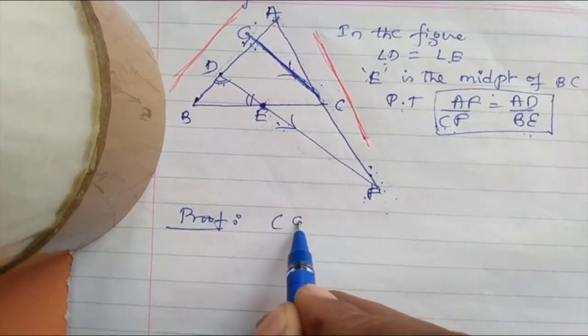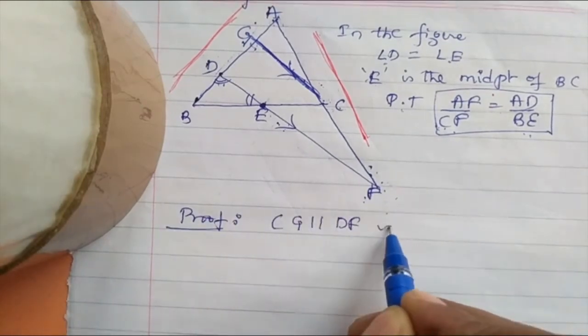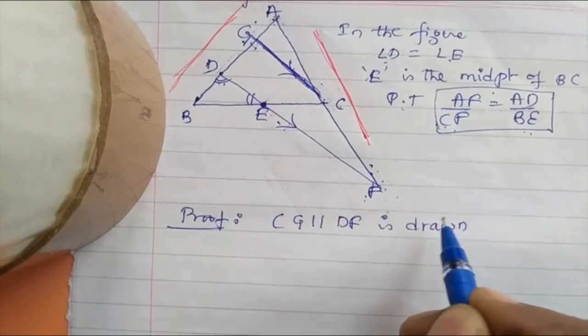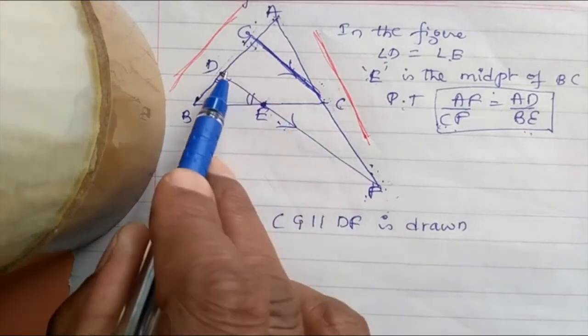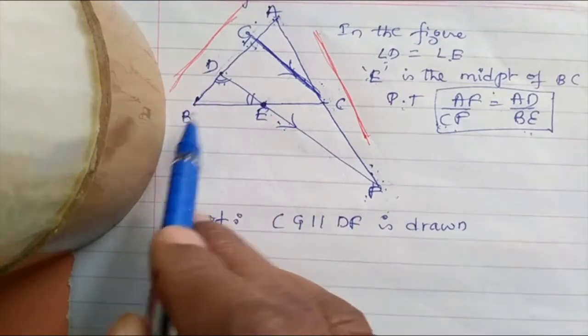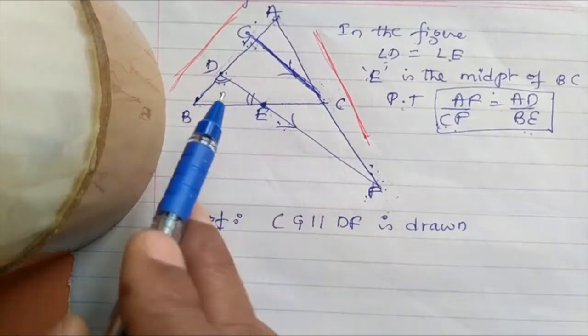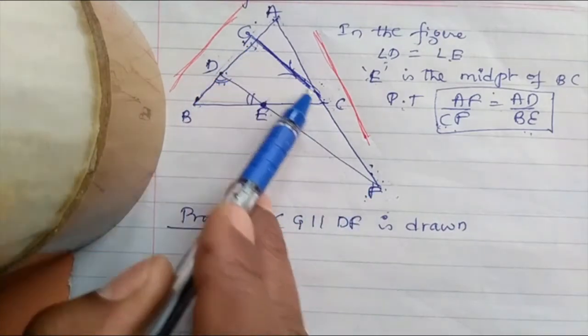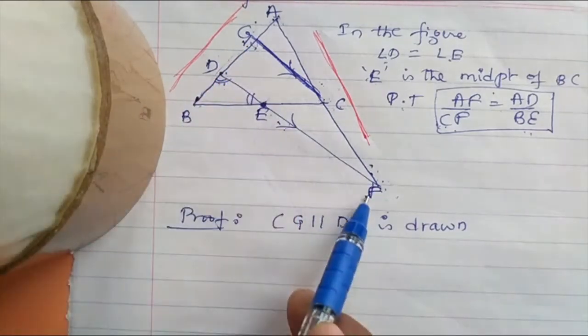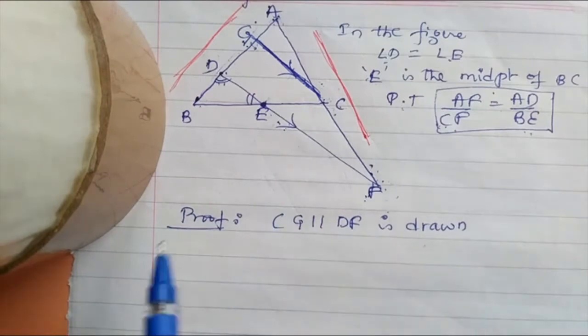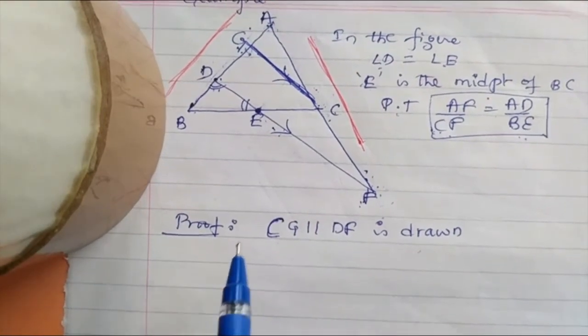What I did, CG parallel to DF is drawn, right? GC parallel to DF. For AB parallel we tried, it's not working. For BC parallel I tried, it's not working. Finally for DF parallel you try, it's working. So therefore DF parallel to GC is drawn. Now after drawing, which triangle do I need to take?